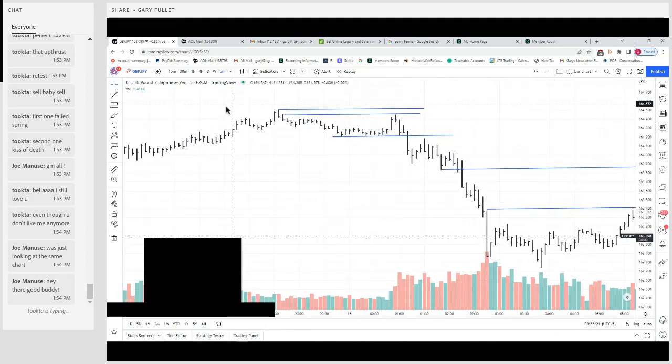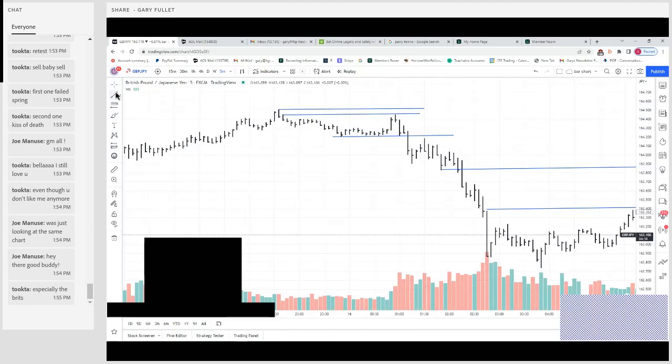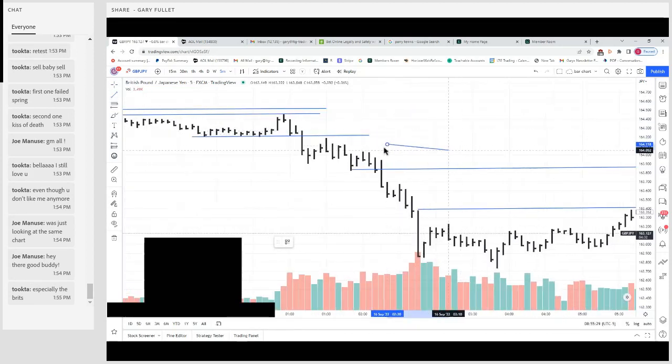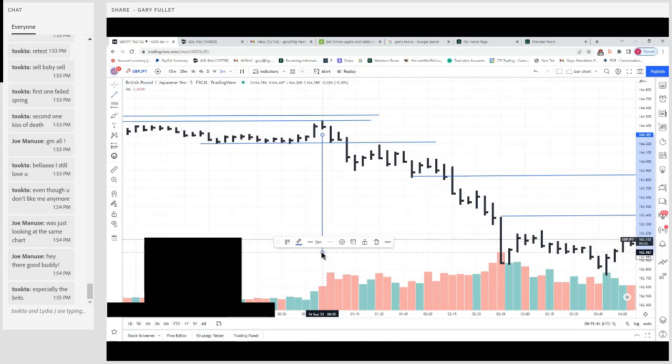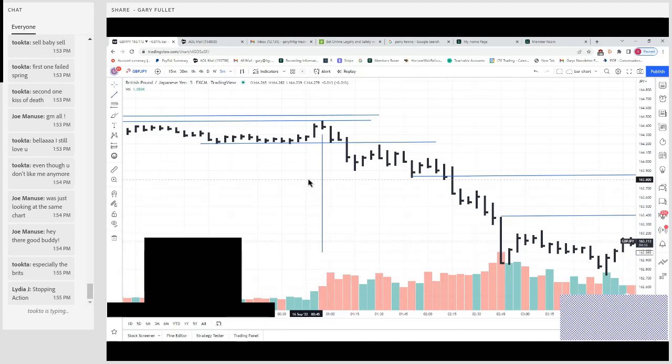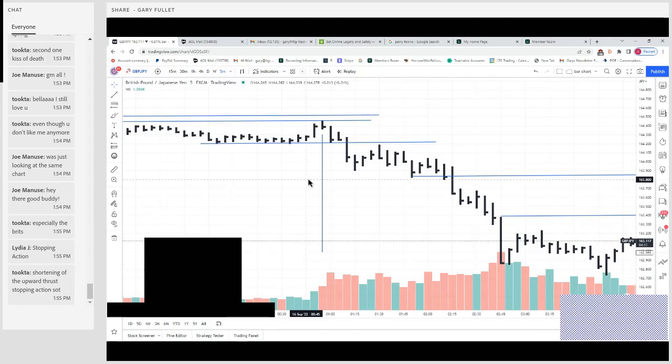Now, obviously, we always wait for a secondary test. Look right here. What is this? What's that bar? Increasing volume, smaller range. It's hard to show a better example of stopping action, right?